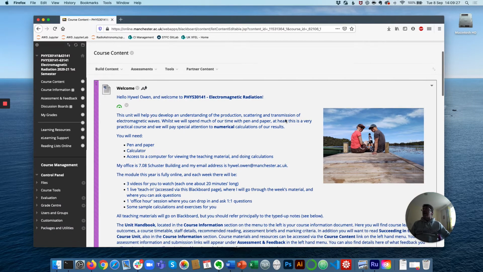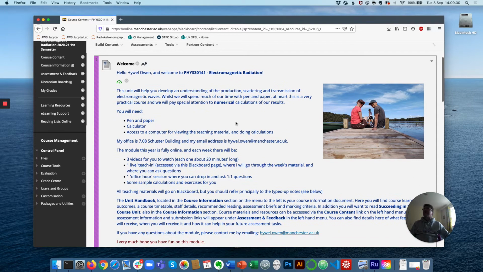In the first panel, I summarise again the requirements and recommendations for doing the course, and as I said before, you will need a pen and paper to follow along with the calculations, and of course you will be wanting to take notes as well, I imagine. You will need a calculator for doing some of the numerical calculations, and of course access to a computer for viewing the teaching material.